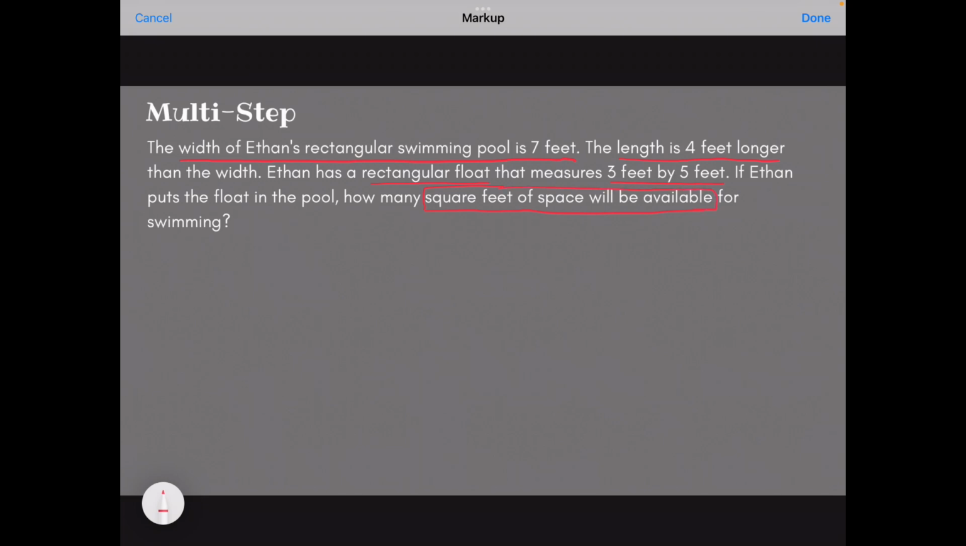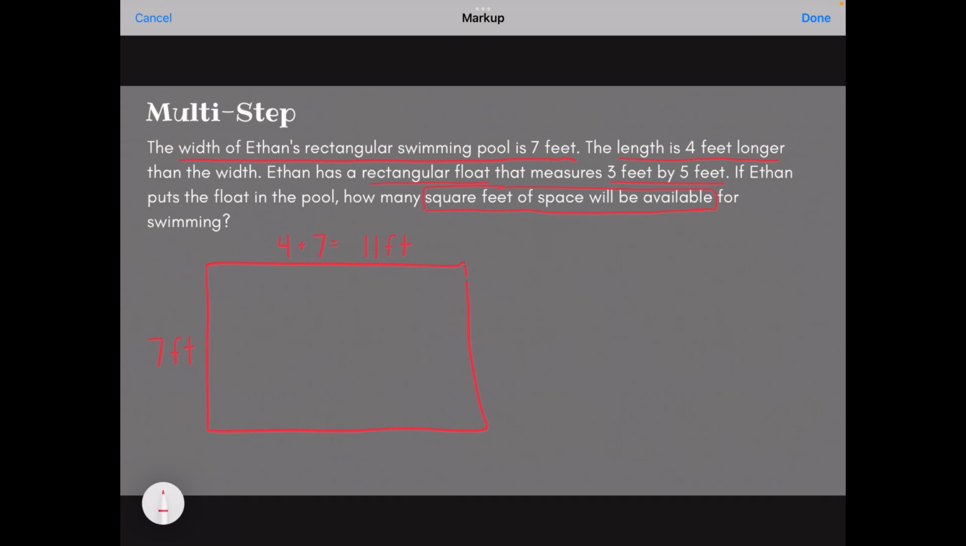So let's start by drawing the larger rectangle, which is going to represent Ethan's pool because the floaty goes inside of the pool. It already tells us some information. It tells us the width is going to be 7 feet. And then the clue it gives us about the length is that the length is 4 feet longer. So if it's longer, that's going to be more than the width, so I'm going to add on to that width to get a length of 11 feet.